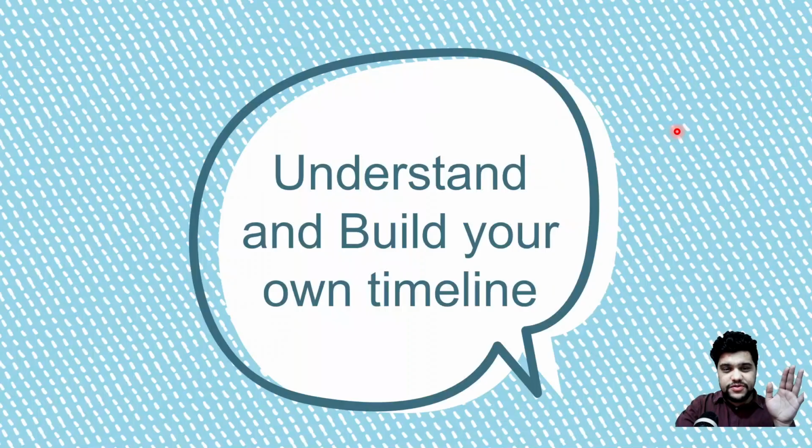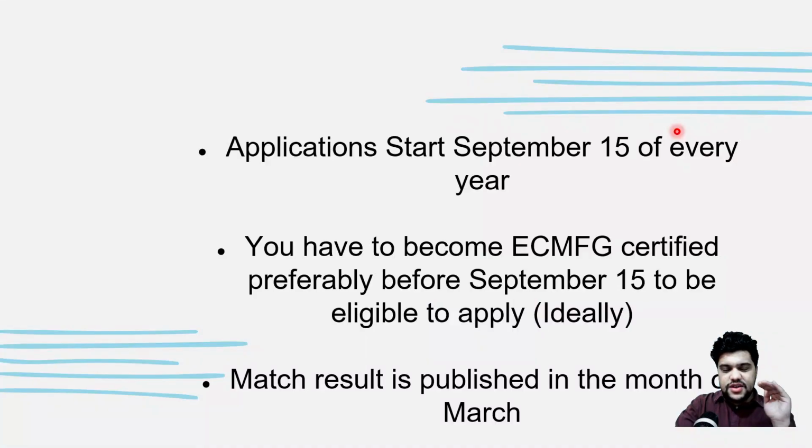Keep these things in mind, and decide whether you want to take the steps or not. After you've decided, I would like you to build your own timeline. By timeline, what I mean is that applications to the hospitals start September 15 of every year. This date might change, but most likely it's going to be around September 15.